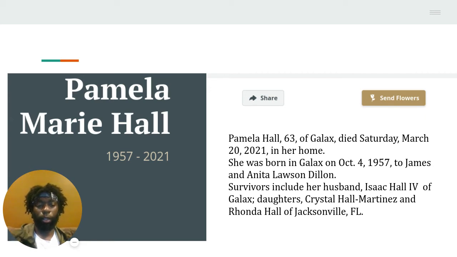Survivors include her husband, Isaac Hall IV, and daughters, Crystal Hall Martinez and Rhonda Hall. And so we see here that the Hall connection for Hall Pass is likely coming in on that Isaac Hall IV side. It's a familiar name. It could likely be a direct descendant of Isaac and Mary Hall. And we now want to try to focus on that side to see if we can quickly get to a connection on the paternal side for Hall Pass. Also, it's likely that one of the daughters listed here, Crystal or Rhonda, is Hall Pass 81. So that's something else to confirm.